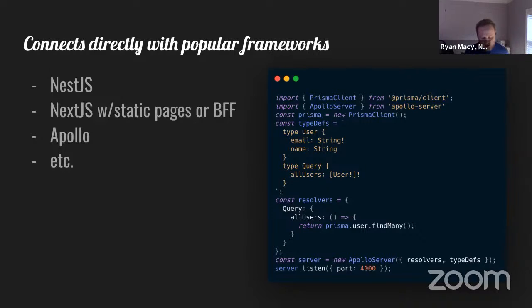So if you're getting your static data, you can do that with Prisma on the server side, or in a BFF, like you can use NextJS's API folder paradigm where it creates those server side functions that represent endpoints. You can leverage it there pretty easily, as well as in Apollo.